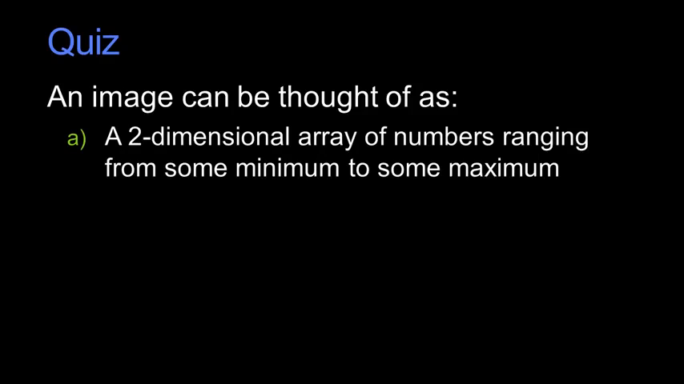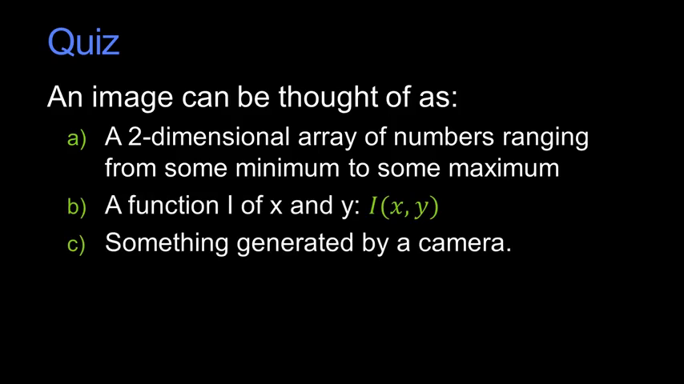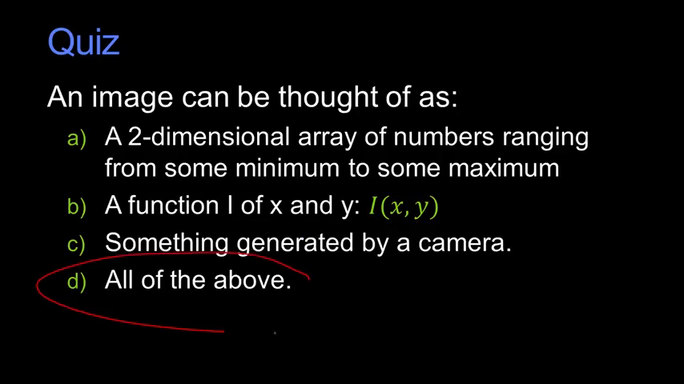So here's a quiz. All right? An image can be thought of as A, a two-dimensional array of numbers ranging from some minimum to some maximum. B, a function I of x and y. C, something generated by a camera. And D, all of the above. Okay, so probably pretty obvious it's all of the above. Now I'm going to tell you most Georgia Tech tests are a little bit harder than that, okay? But it's just to get you to pay attention.